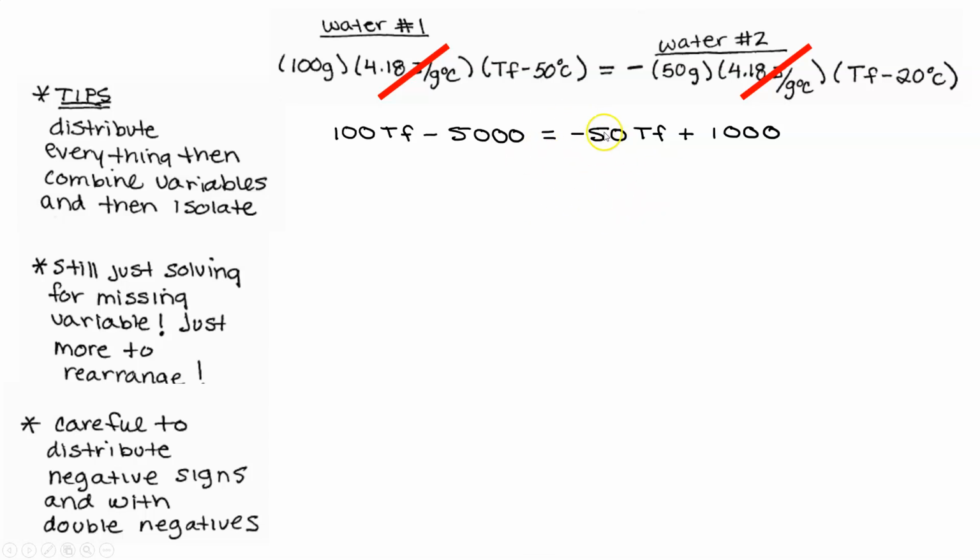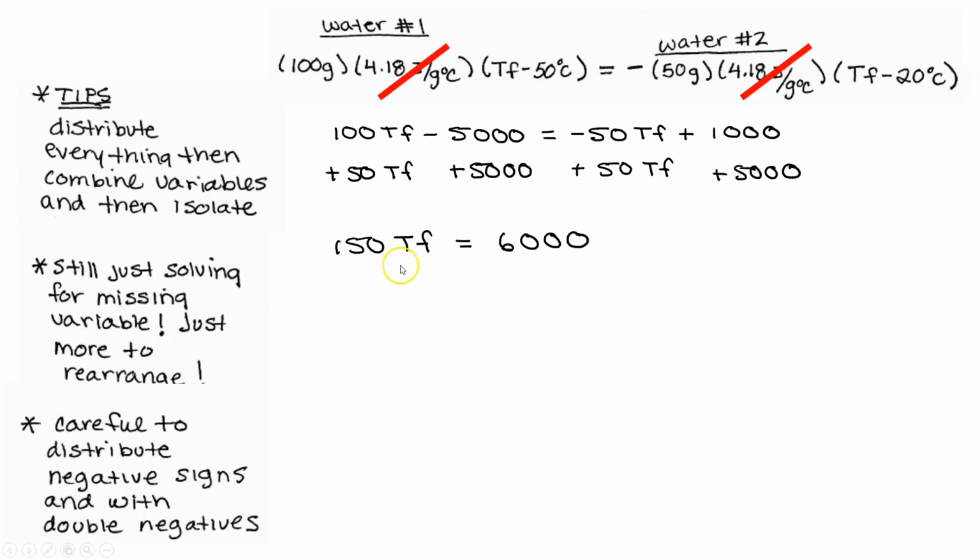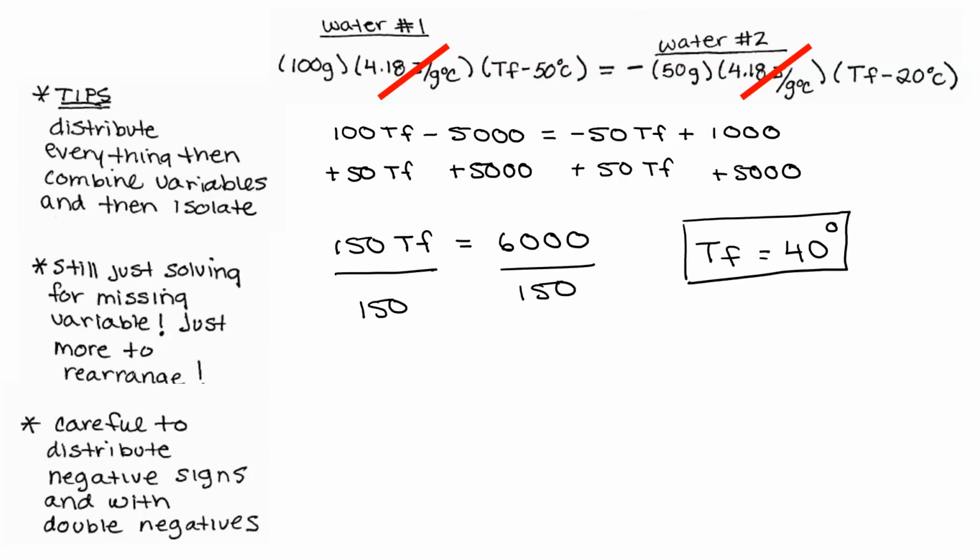You got to get your TFs on the same side. Since this is the negative one, I'm going to try to move it to this side because I don't like negatives. Then I'm going to move the 5,000 over here for the same reason, trying to get things all separated out. Now I have 150 TF equals 6,000. I divide by 150. And I find out that my final temperature of the water, all poured together, all in one cup when it's all finished, will be 40 degrees.